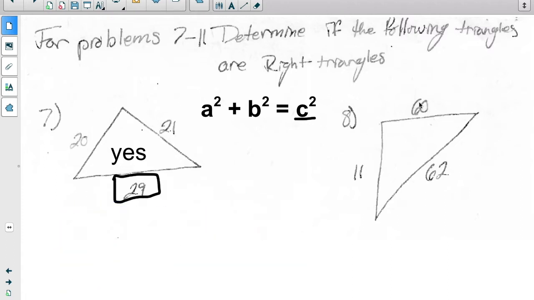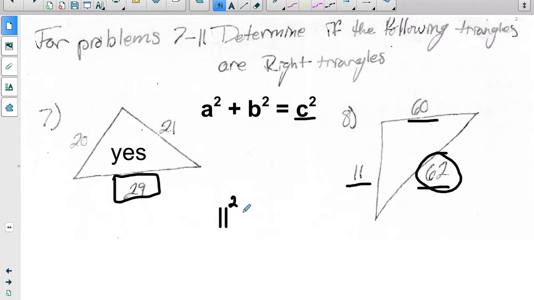Let's do this again for number 8. Now we look at this here again, we want to figure out which one's the hypotenuse. If this is a right triangle, 62 would be the hypotenuse because it is the biggest side, which means 11 and 60 are A and B, and C would be 62.